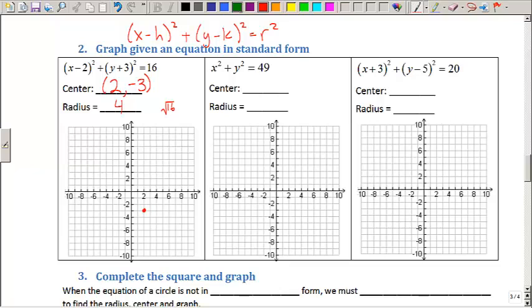I found my radius by taking the square root of r squared. And then I would like to move up, down, left, and right r units from the center. So from my center, I'm moving up 1, 2, 3, 4 units and put a dot. Go back to your center. Move left 1, 2, 3, 4 units. Move down 1, 2, 3, 4 units. Move right 1, 2, 3, 4 units.